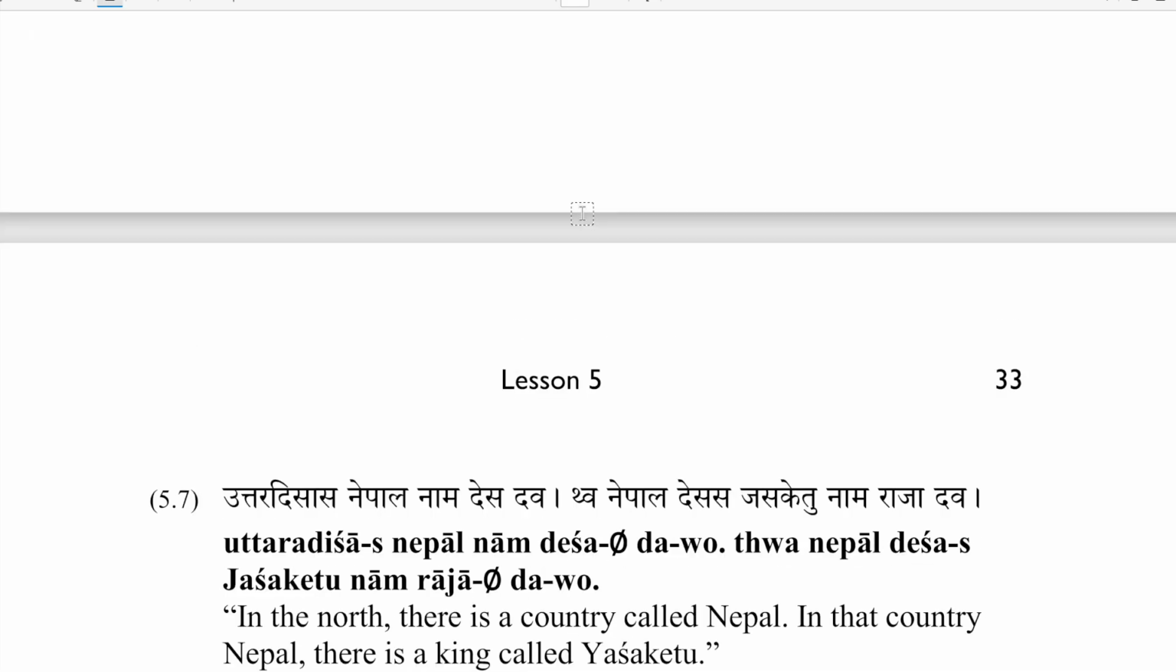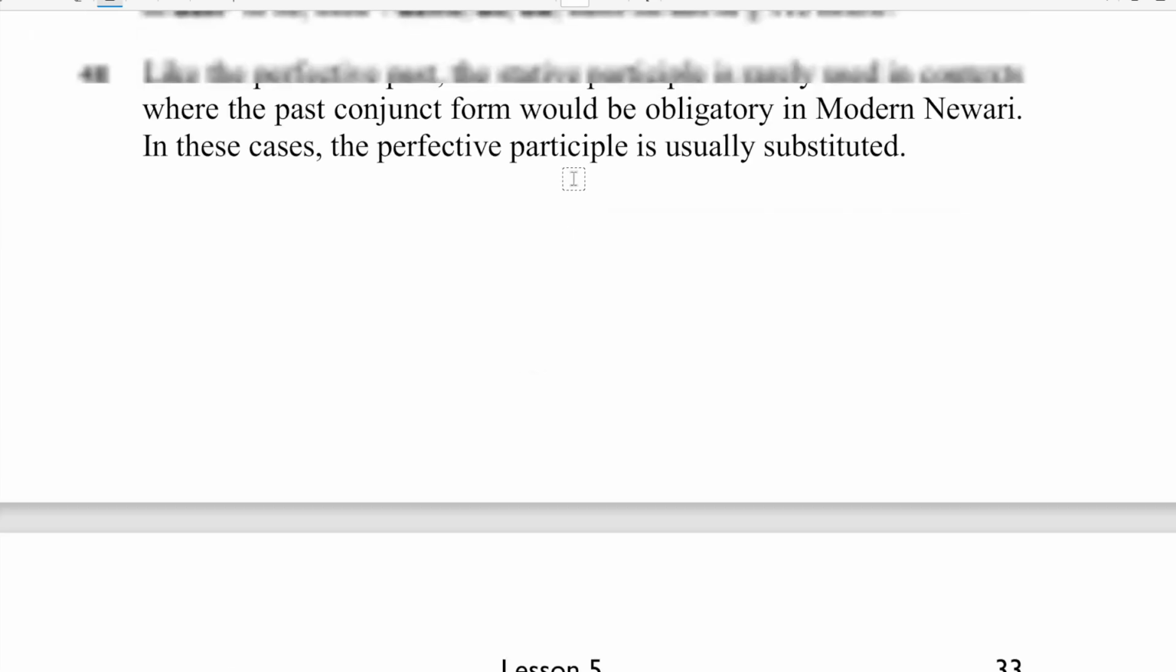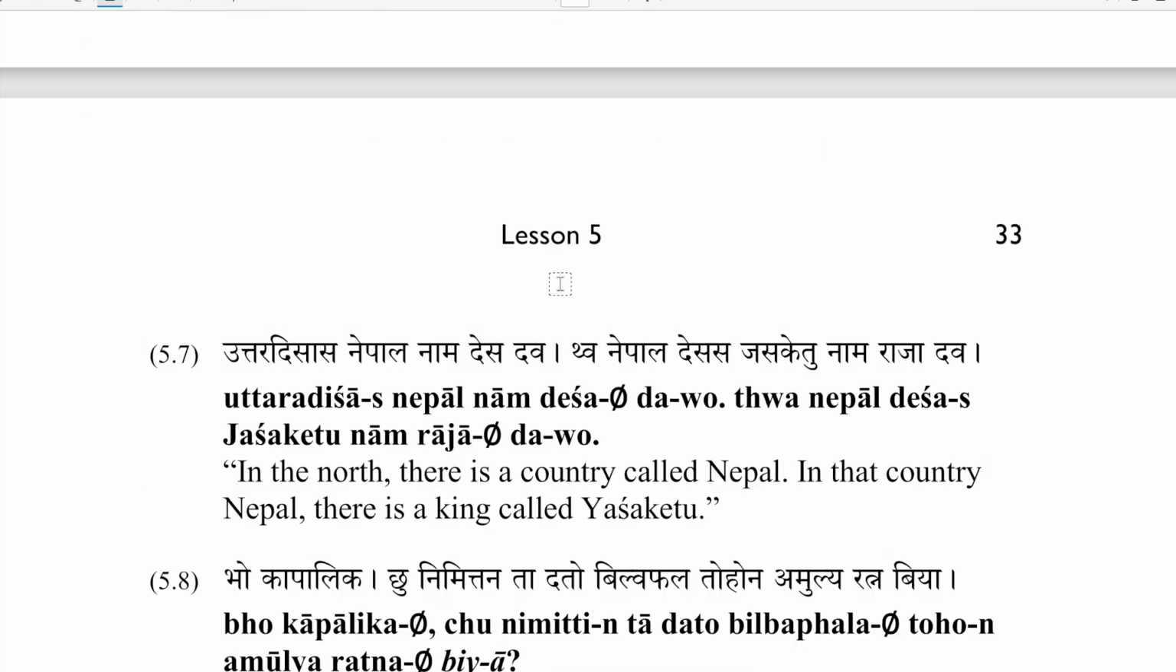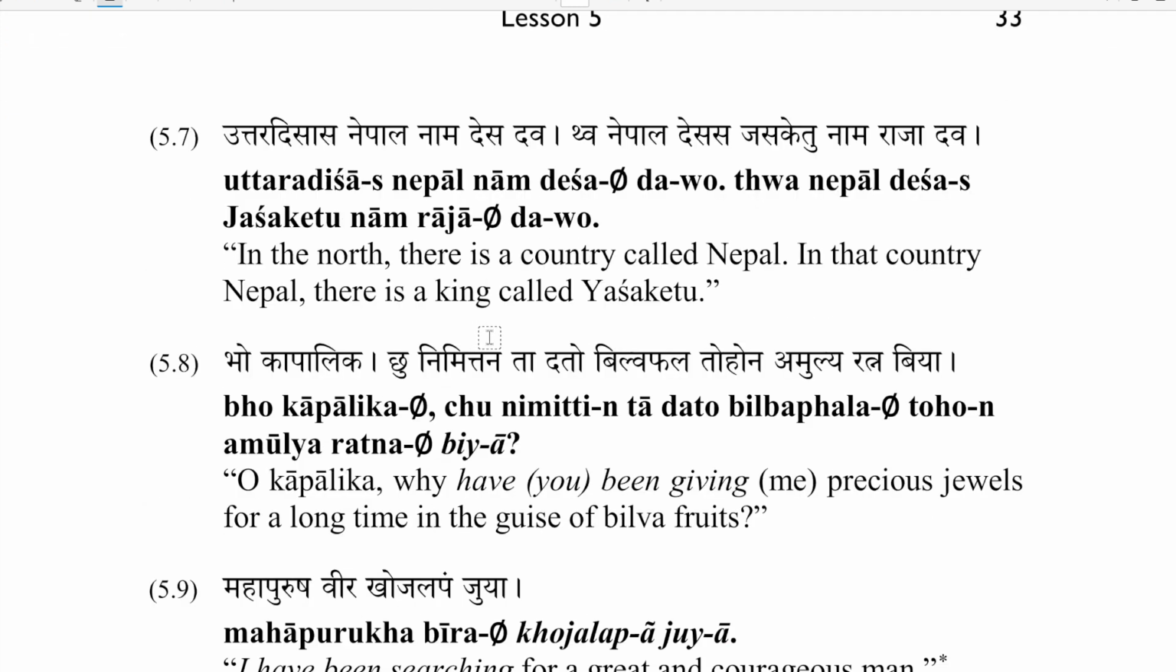In these two sentences, we see that the subject is the third person, like a king existed or a country existed. So it is the third person, using this stative participle.